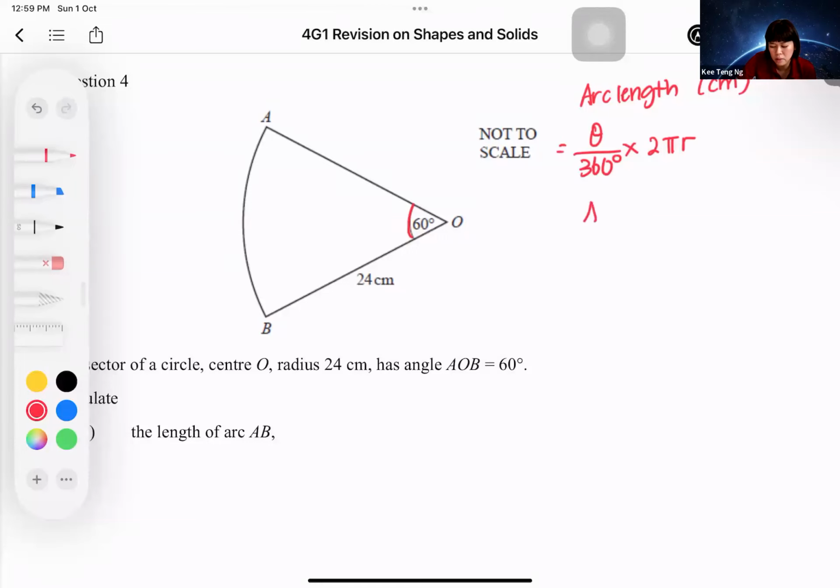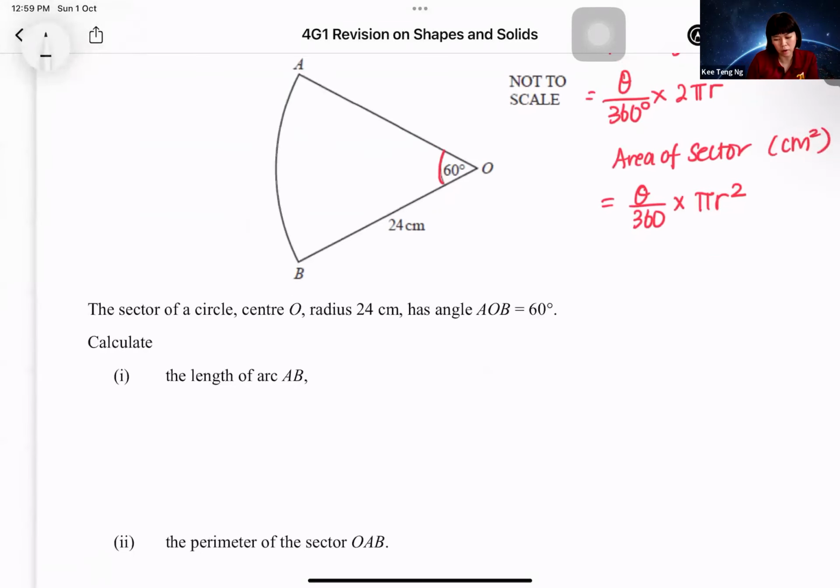Area of sector, right? Area of sector is in cm squared. So I'll take the angle, theta over 360, times the area, which is in cm squared, right? So it'll be pi r squared. Okay, so first question over here, let us find the arc length of AB.